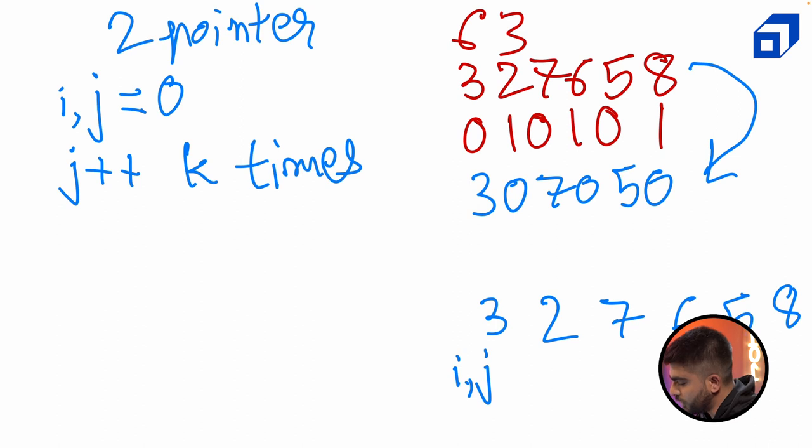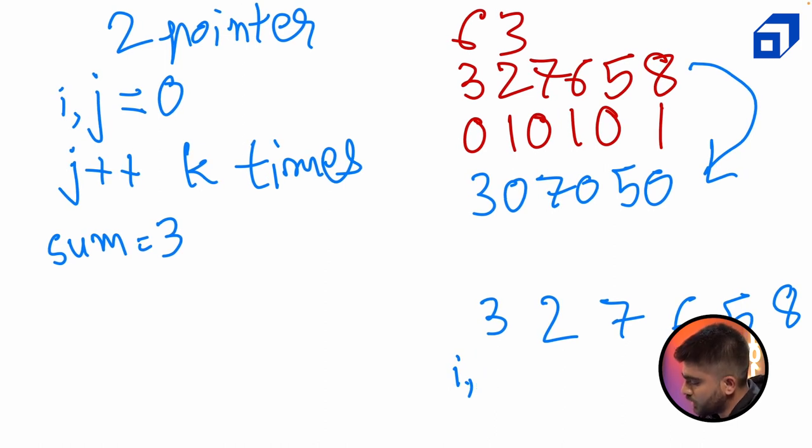So the sum will have 3 because J is at the zeroth index. So we are going to have that. Sum is equal to 3. Now as we move the pointer ahead, we are going to remove J and move it ahead to the first index. Since we moved the pointer from 3 to 2, we moved the J pointer, we are going to add that value to sum. We are going to do this 3 times. Okay, J is at the 0th index, so we actually need to do it K minus 1 times. That was a mistake.